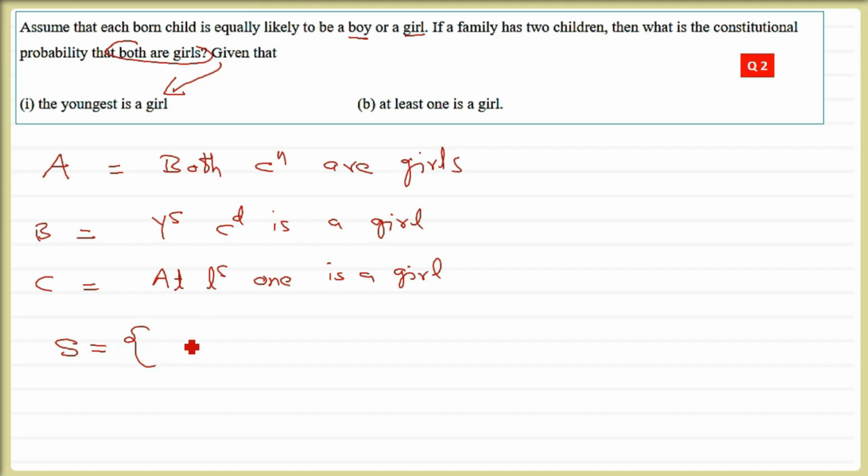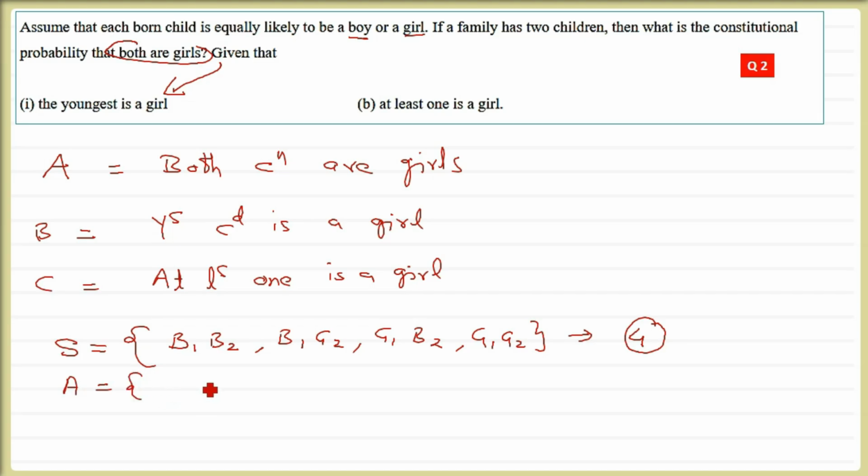So what is the sample space for the conditional probability that both are girls? Two children are there. Like in head and tail, we have HH, TH, HT and TT. Similarly, here we have first and second as boys, because it is equally likely. First can be a boy, second can be a girl. First can be a girl, second can be a boy, or both can be girls. Now the number of elements in the sample space is 4.